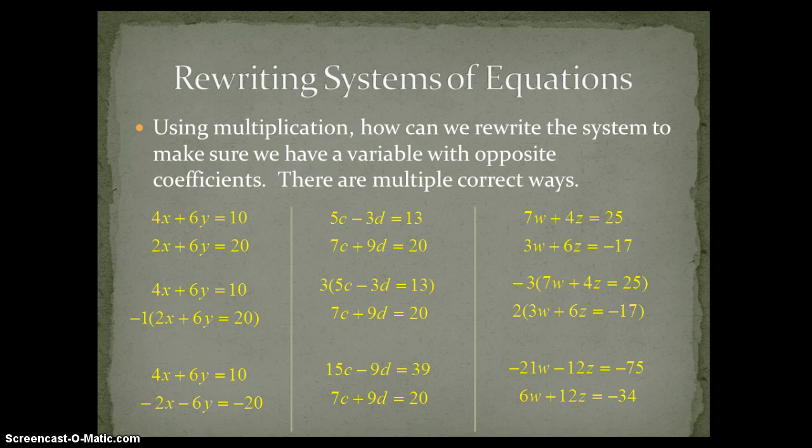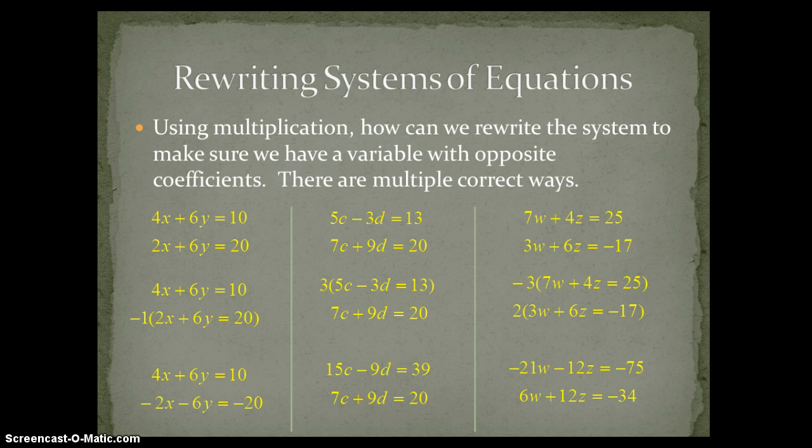The third example here is a little more tricky because nothing looks the same. I have 7w and 3w and positive 4z and negative 6z. Well, none of those are alike, so how do I use elimination? One option is to decide on one of the variables and try to get it to have like terms. So I look at 4 and 6. I know they both go into 12, so if I can make those both into 12, or one into positive 12, one into negative 12, I could eliminate them.